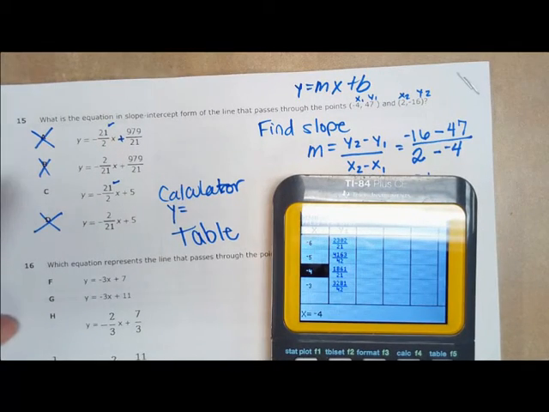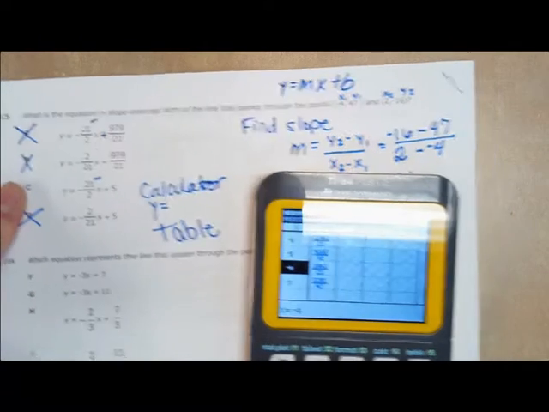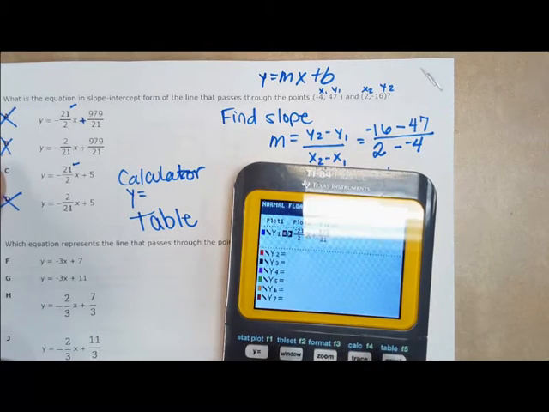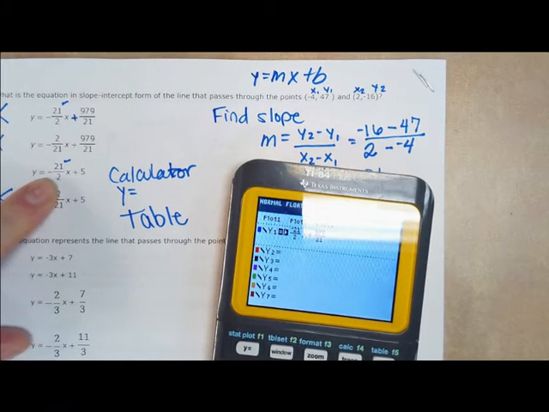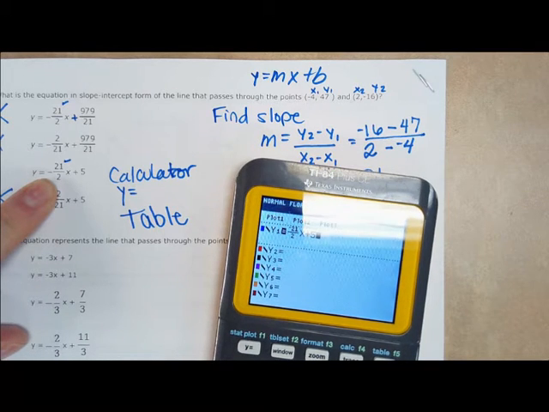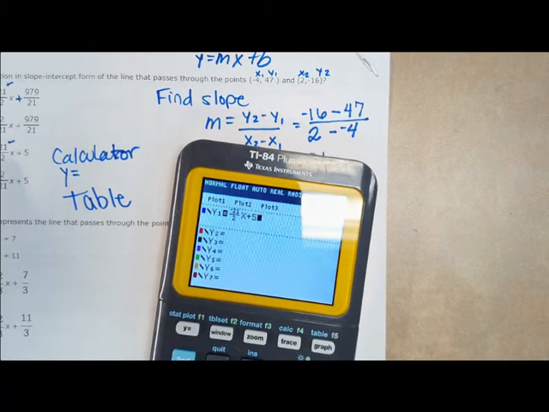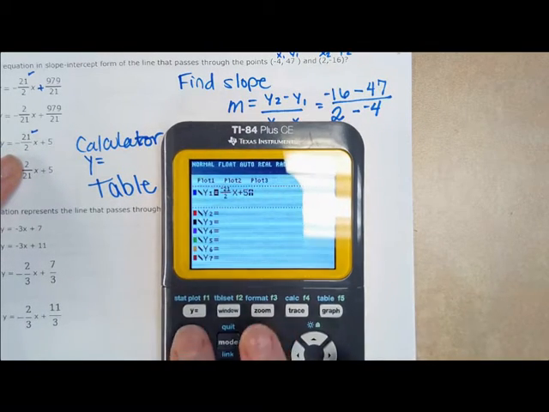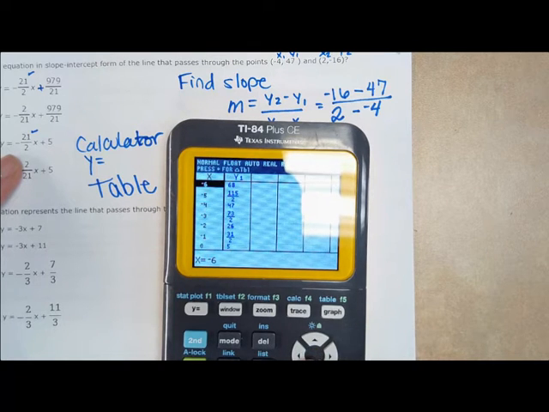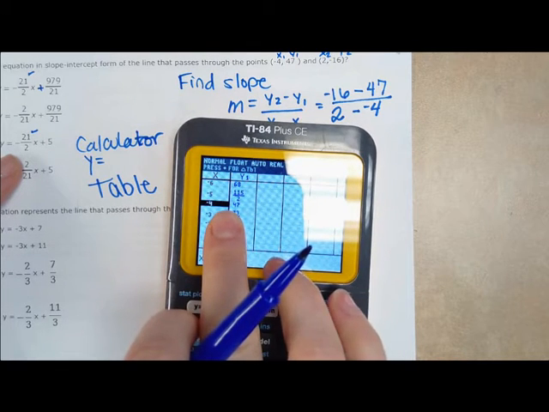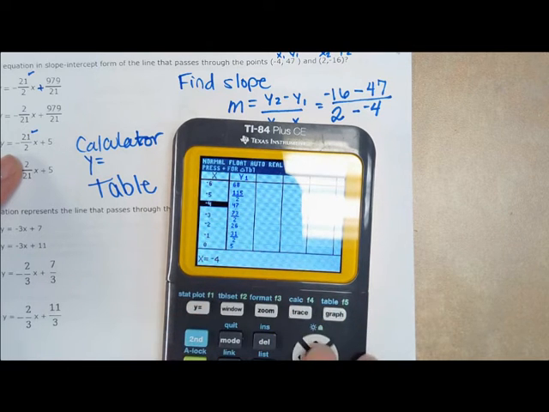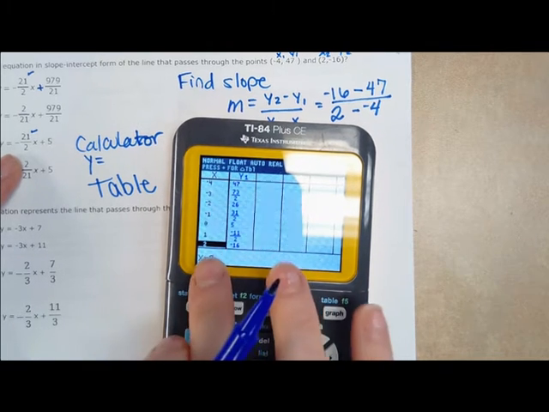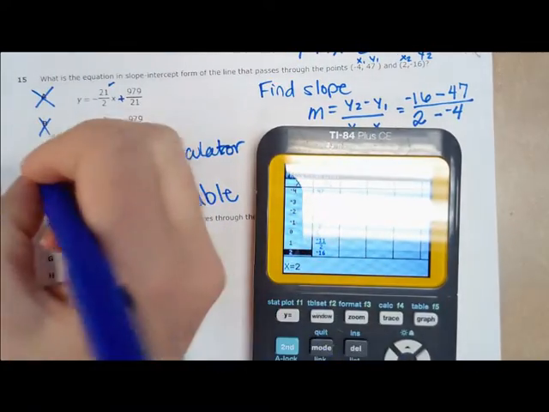And just because I want to be sure that my answer is correct, I'm going to go and put in C. Go to y equals. The only thing that changed on this one would be the y-intercept. So I just change out the y-intercept to be plus 5. Then I'm going to go to my table again, second graph, and I want negative 4 to be with 47. See how it's there? And then 2 to be with negative 16. 2, negative 16. So C is the correct answer.